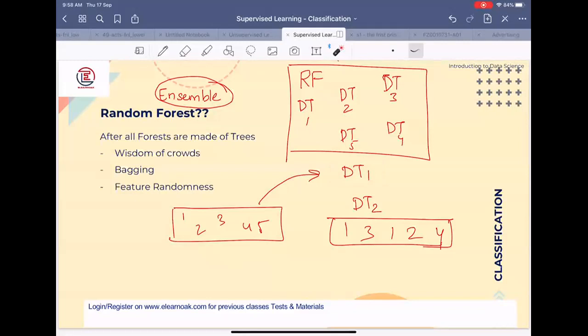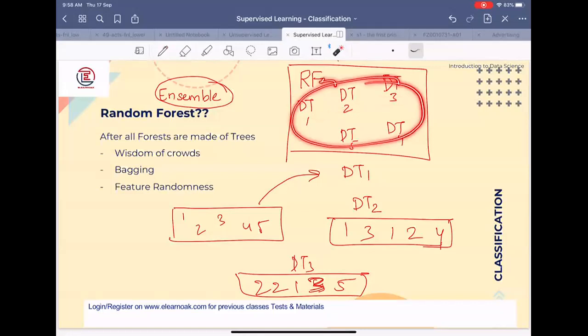Similarly, I take another set of examples for decision tree 3, and maybe I'm using only 2, 2, 1, 3, 5. So I have missed out 4. When I do something like this, I'm getting a different decision tree. So these different decision trees can be generated using bagging by this method, where we are providing different data to our models. Since we are providing different data to our models, we will end up with different decision trees. We can use the majority vote of these decision trees to predict for random forest.